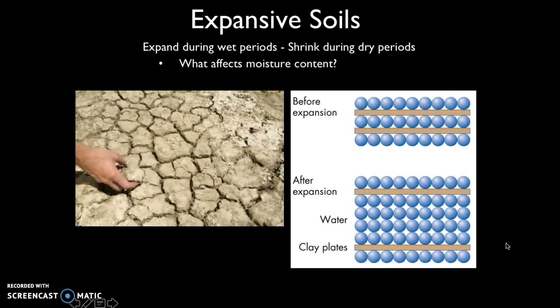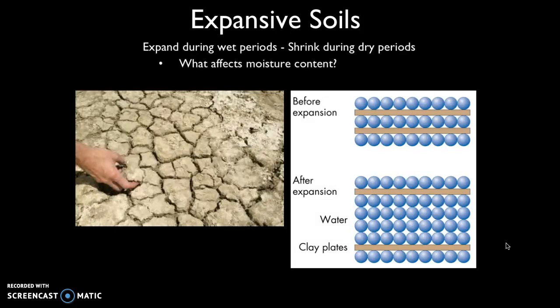Okay, so another thing that can happen is expansive soils. For expansive soils, what you're going to get is shrinkage during dry periods, but you're also going to get expansion during the wet periods. So some soils are actually able to expand, as the name says. Most of those soils are going to be soils that have clay minerals.